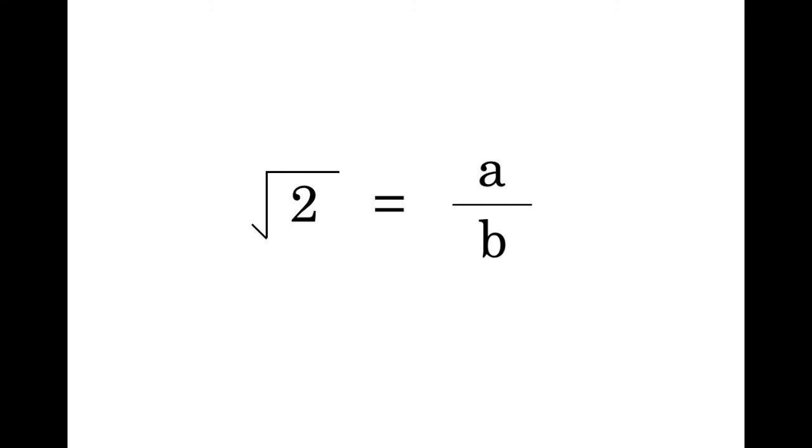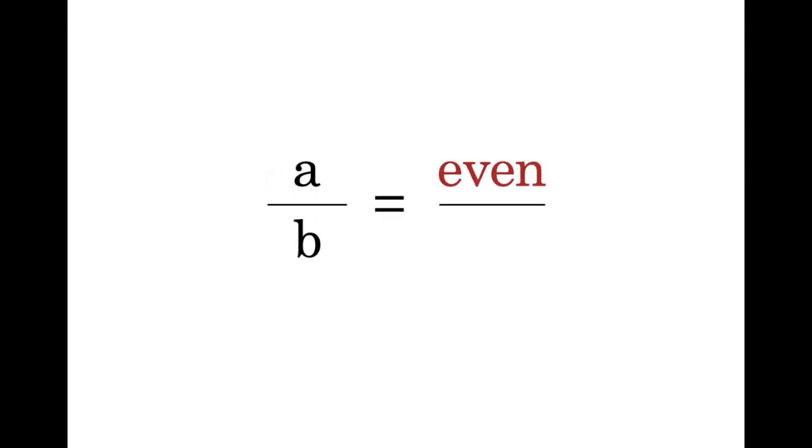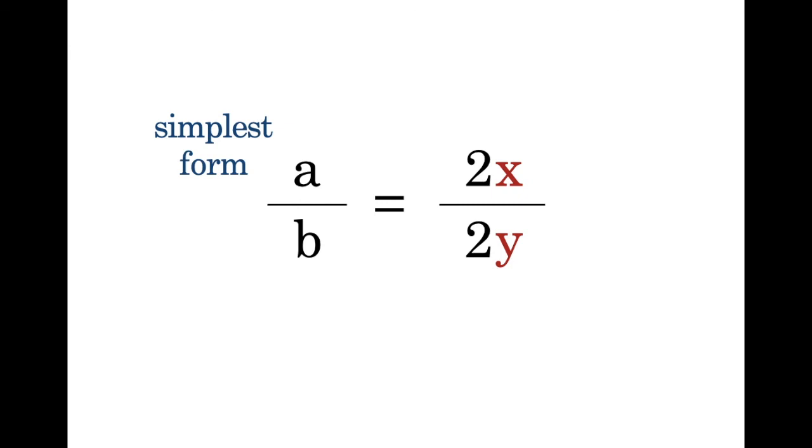Okay, here's the contradiction. Look back at our original equation. We know a bit more than we did before. First, we discovered that a has to be even. Then we found that b had to be even too. But if we rewrite each of these even numbers as 2 times some integer, it becomes clear that this fraction is not in its simplest form. We started with the assumption that a over b is the square root of 2 in its simplest form. But we've just shown that it isn't. And with that contradiction, we have our proof.